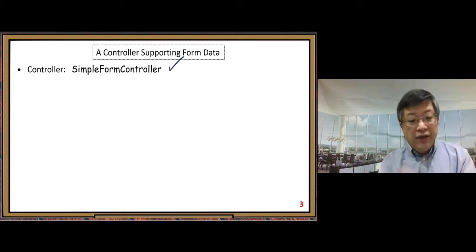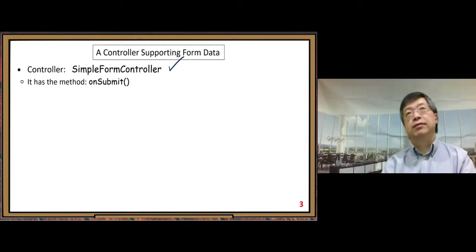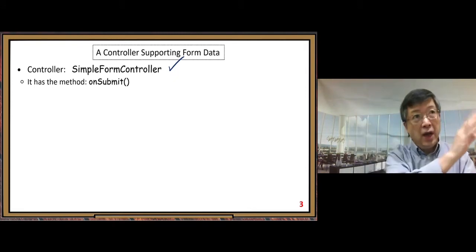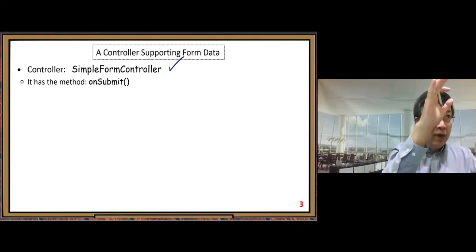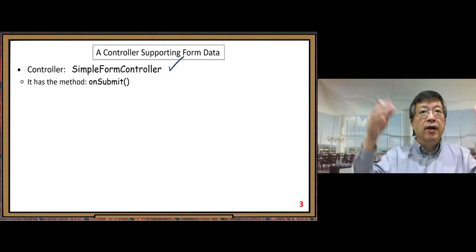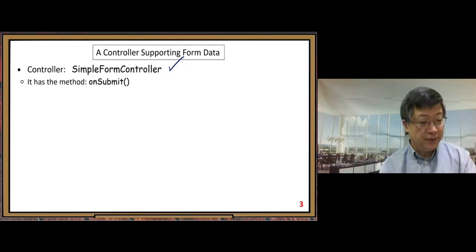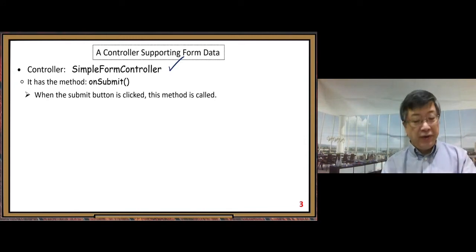All right. This controller contains a special method. It is called the onSubmit method. You can see from its name, it is bound to the submit button. In the user's input page, there is an HTML form. The HTML form should contain a submit button. So when the submit button is clicked, this special onSubmit method will be called automatically. All right, so let's look at the structure of this method.